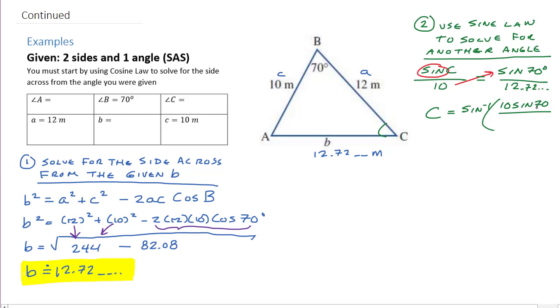so type in your calculator: sine of 70 times 10, then hit divide, and then hit the recall button or your memory recall button, divided by 12.72, because this really does have a big effect on the accuracy in these questions, okay?